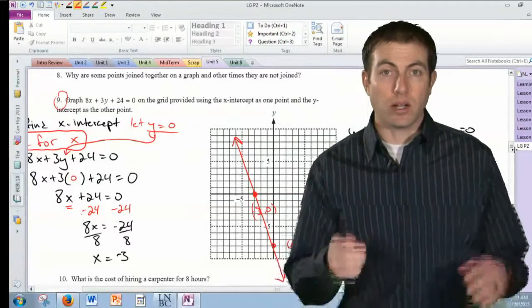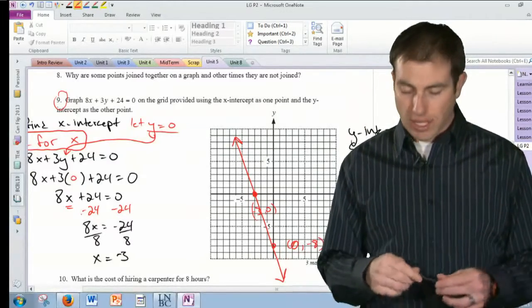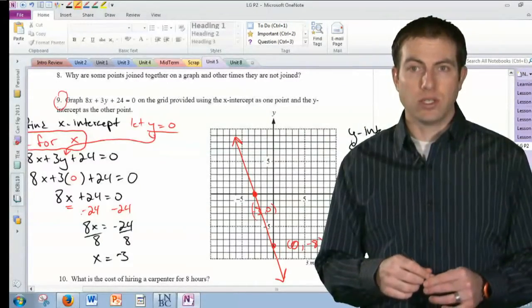Once we figure out where it crosses the vertical axis and where it crosses the horizontal axis, we end up with 2 points. We connect our 2 points with a line, and we're good to go.